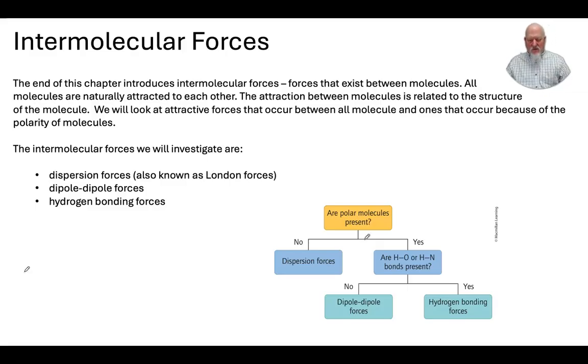Okay, got a little table of how this works, and we'll come back to this. But basically, if there are no polar molecules, then the only forces that are active on those molecules is dispersion forces. If there are polar molecules, then I've got dispersion forces plus another one. Are there OH bonds or NH bonds around? And if there's not, it's just dipole-dipole forces. And then if there are NH or OH bonds, then I have all 3 of these. I have hydrogen bonding, dipole-dipole forces, and dispersion forces.